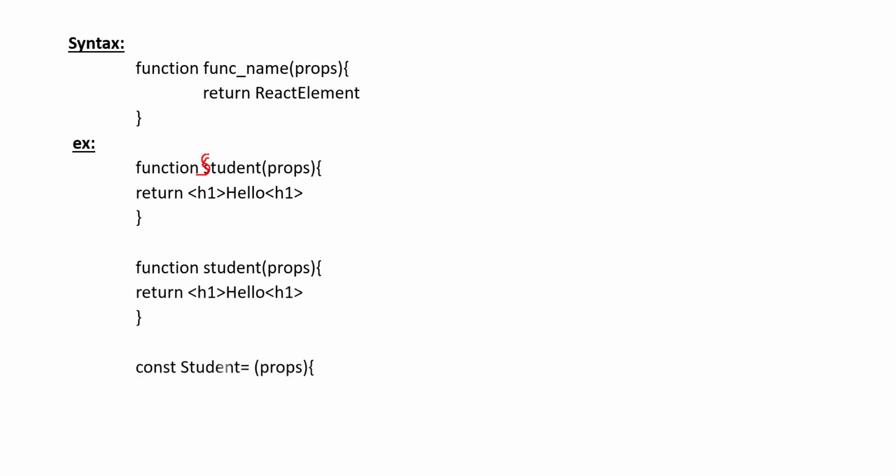The next method is with the help of a constant. const Student, then props. Here also the 'S' must be capital. Then return h1 hello props.name. Props.name is to access that name. You will see that in the rendering method.